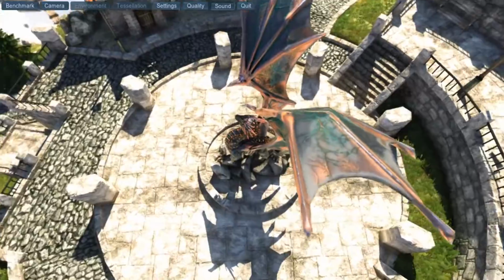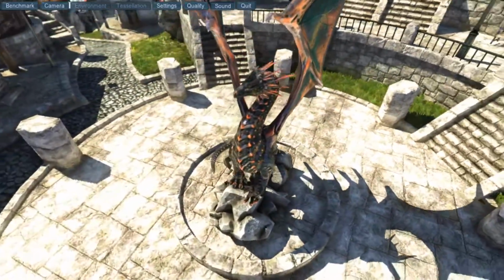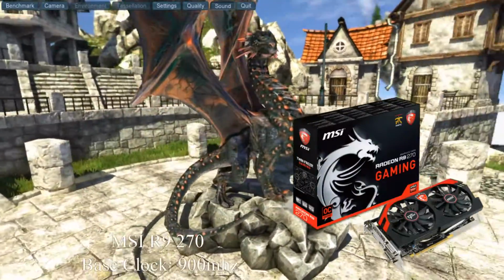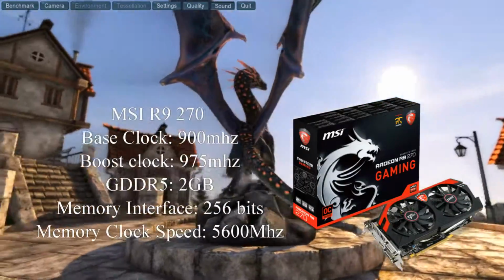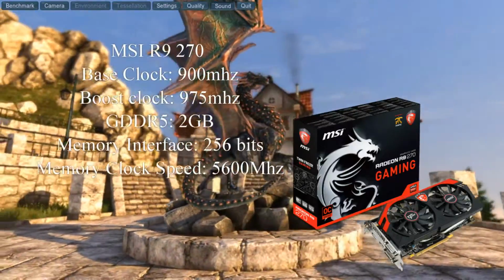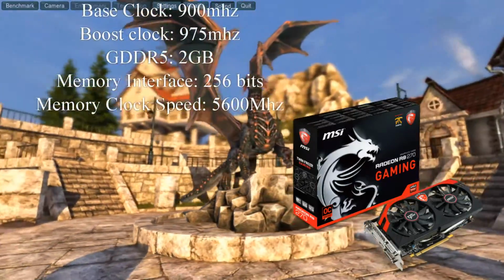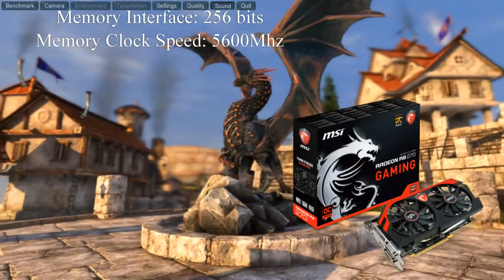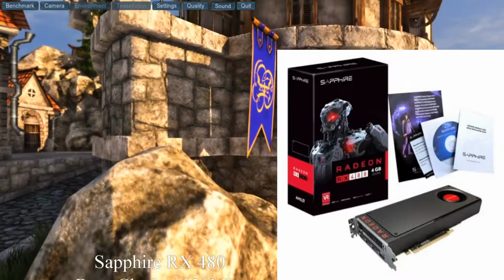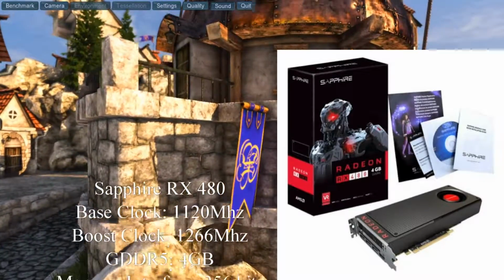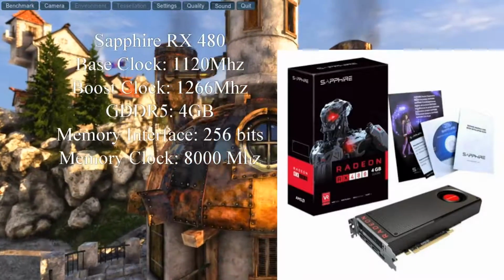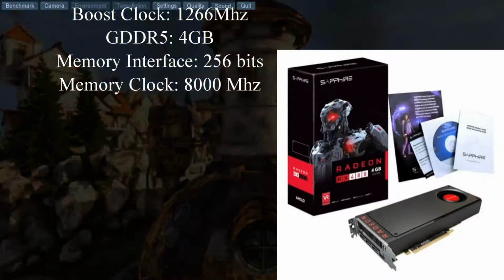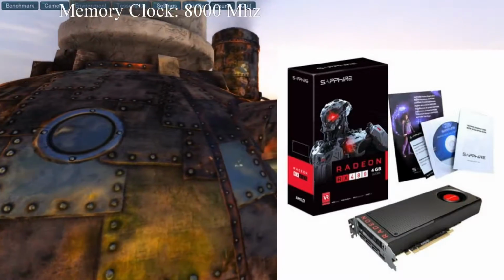All right, now the cards in question: the MSI R9 270, base clock running at 900 megahertz, boost clock 975 megahertz, 2 gigabytes of GDDR RAM, 256-bit interface, running at a clock speed of 5600 megahertz, and the Sapphire RX 480, base clock 1120 megahertz, boost clock 1266 megahertz, 4 gigabytes of GDDR5, 256-bit interface, running at a memory clock of 8000 megahertz.